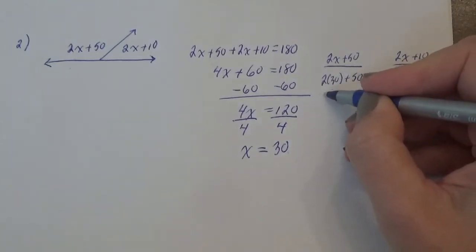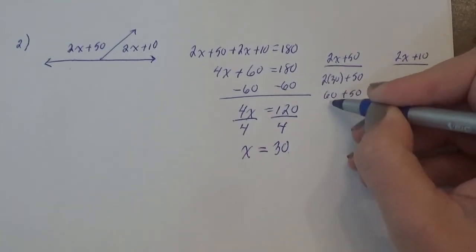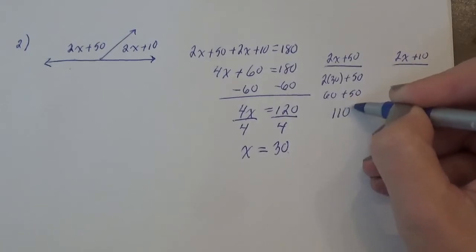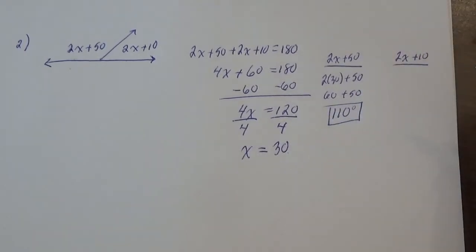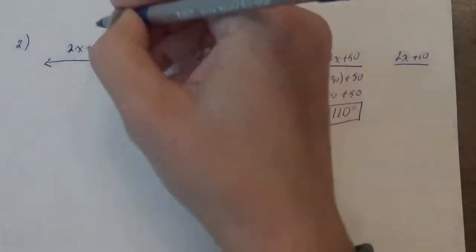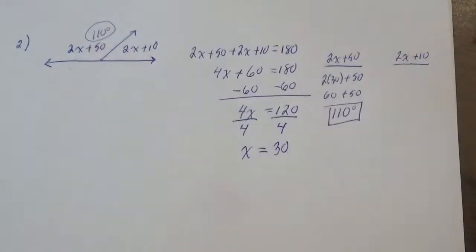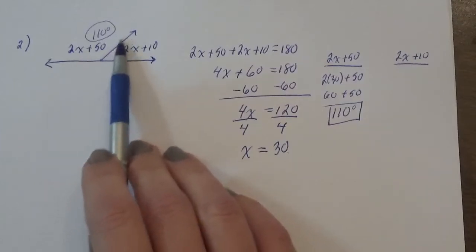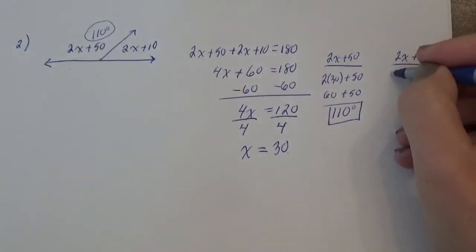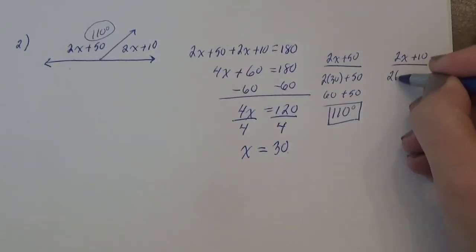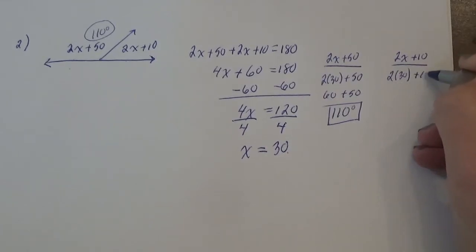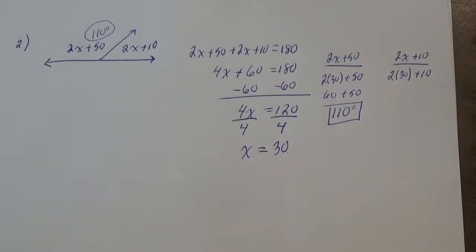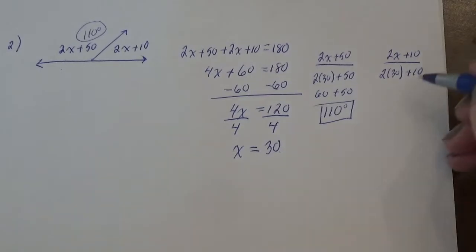2 times 30 is 60. 60 plus 50 is 110 degrees. So this guy is 110. And sorry guys if the picture doesn't really go. This kind of looks like the bigger angle, 110, so that's looking good. But I apologize if my pictures, I should write not drawn to scale on every single one, because they're not.